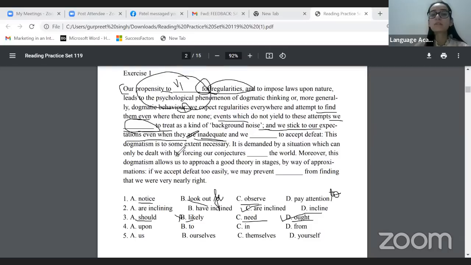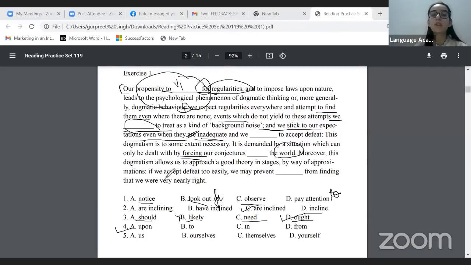This dogmatism is to some extent necessary. It is demanded by a situation which can only be dealt with by forcing our conjectures upon the world. So with forcing, forcing to the world, forcing in, from, or upon, you should always go with upon with forcing. Force upon the things, especially when you are not talking about any physical thing, like the world is not a physical thing, then you'll always use upon in that case.